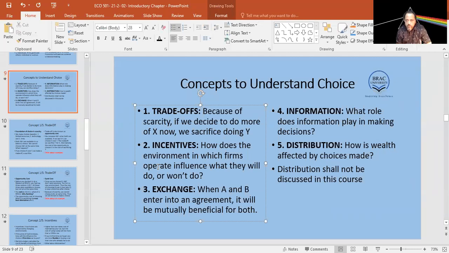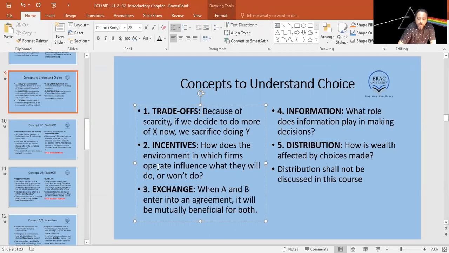Because of scarcity, that means we need to know what scarcity is. Then we have to assume that, yes, this is the fundamental assumption, the starting assumption that scarcity is in the picture. Because of scarcity, we cannot choose X and Y together. If we make a decision to choose X, then we sacrifice Y. We will get into details a little bit later.